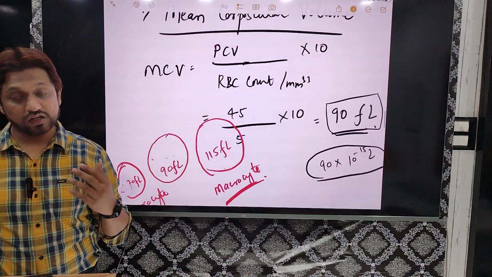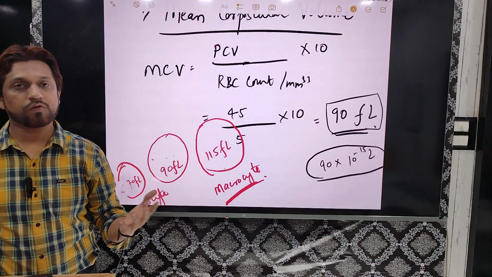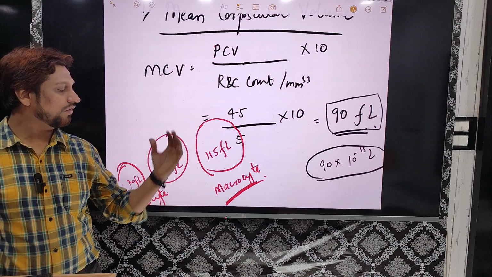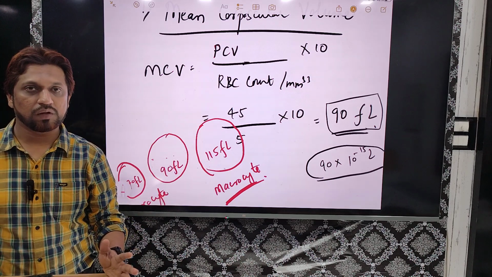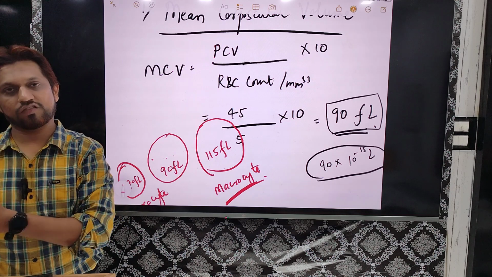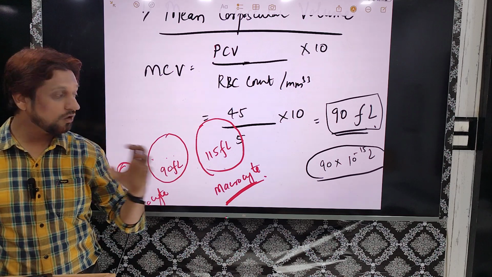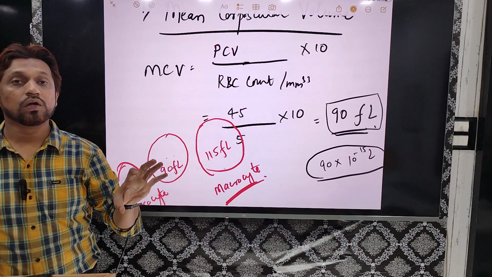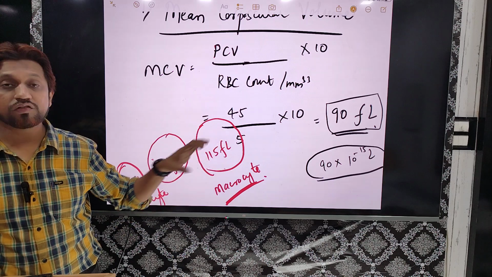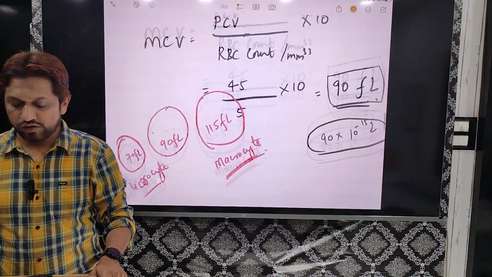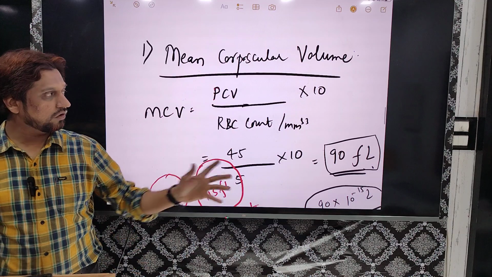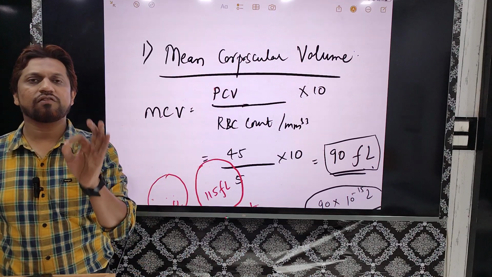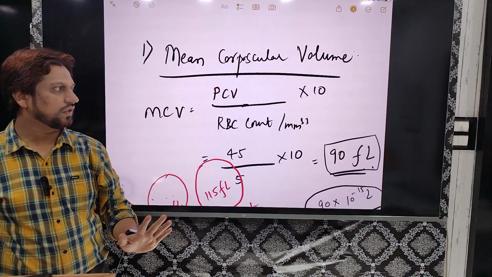So with that we can differentiate which type of anemia. For example, in iron deficiency anemia, it is microcytic hypochromic anemia. In vitamin B12 or folic acid deficiency, there is megaloblastic anemia, or the cell size will be more. That is known as macrocytic anemia. We'll discuss those things later. Right now, remember, MCV is just an average volume of a single RBC.